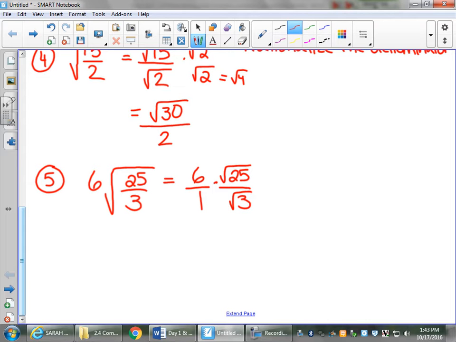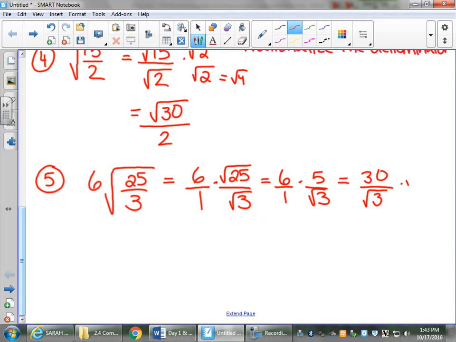because 25 is a perfect square. It'll make this problem a little simpler if you take the square root of 25 first before you rationalize versus after. You won't be working with large numbers. So this is going to become 6 over 1 times 5 over radical 3, which I can turn into one fraction at this point. 6 times 5 is 30. And 1 times radical 3 just stays radical 3. You don't need to put the 1 in front of it.